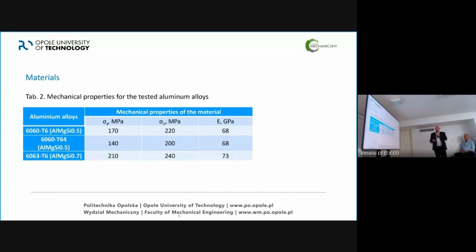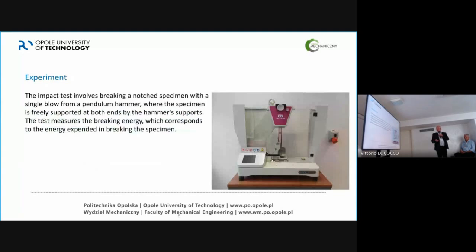Static strength depends on the treatment. This is T64. We see that for T64, the plastic strength is less than T6. And more, I would like to say, you may see that the experiment was made on the stand for impact bending. It was an instrument used at our university.